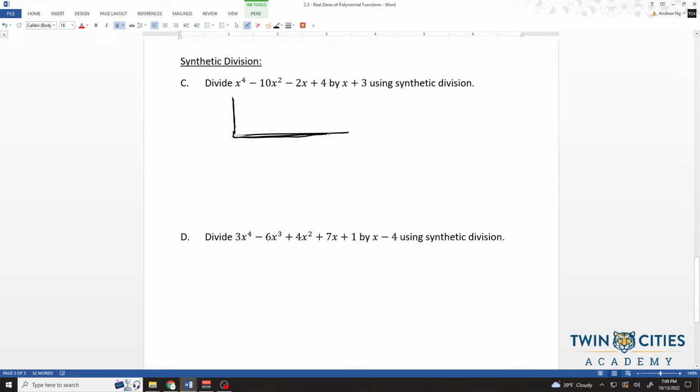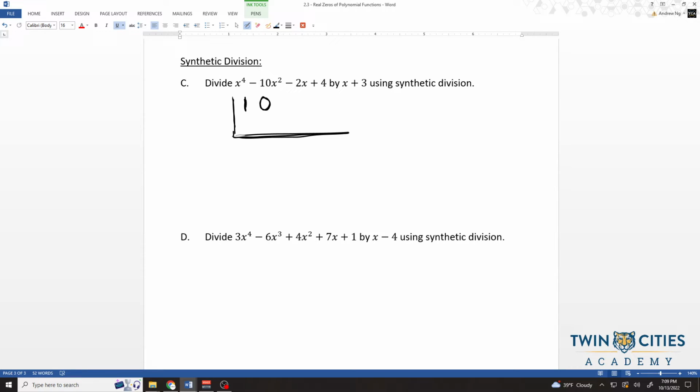Then I look at my coefficients. And I'm going to start with x to the fourth. I've got 1x to the fourth. So I'm going to write a 1 right here. Next, x to the third. I don't have any x to the thirds. So that means that I have to create a placeholder. So I'm going to say 0x to the thirds are right here.